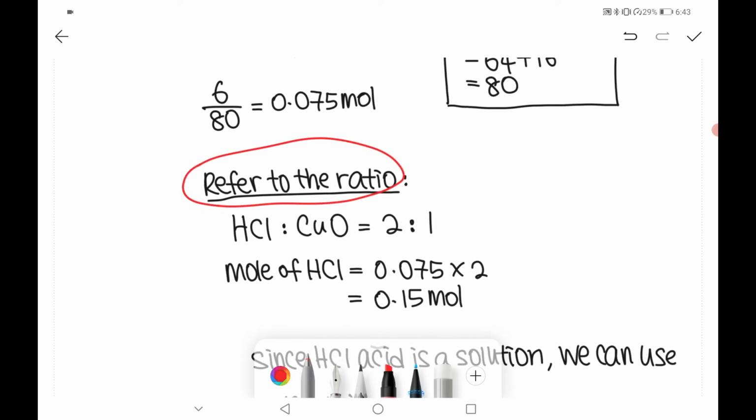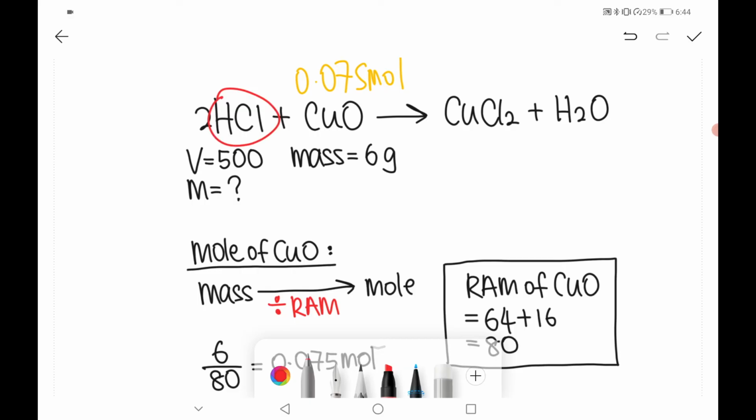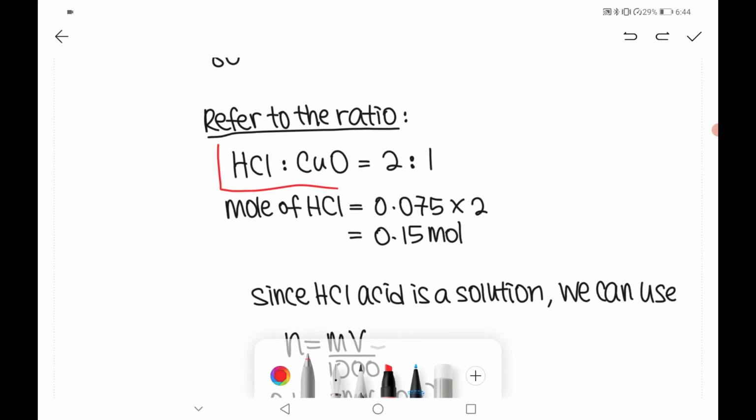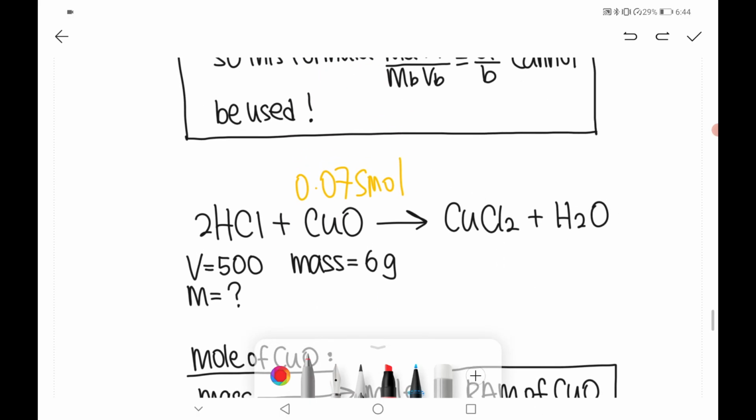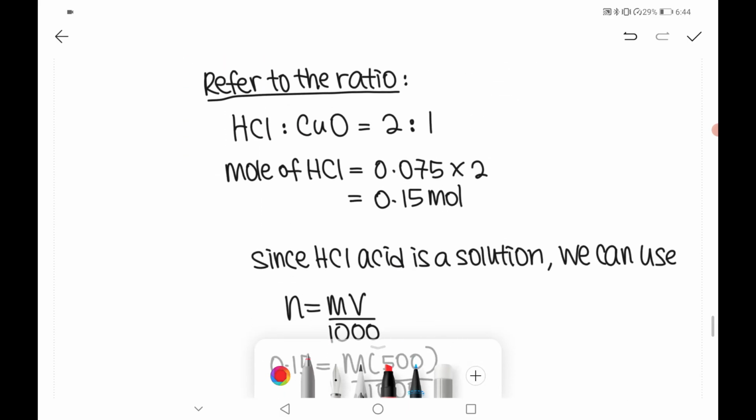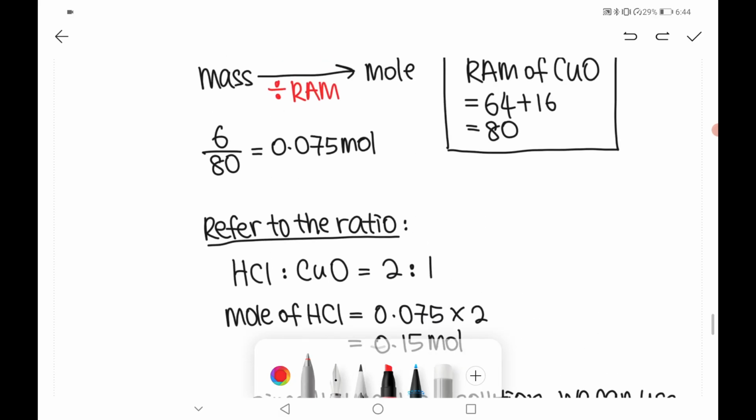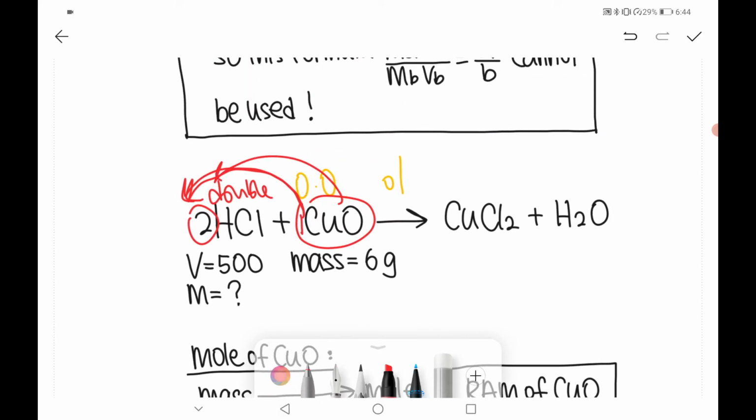So what is the ratio? Look here. The acid, the ratio is 2. Copper oxide, the ratio is 1. So the ratio of the acid to copper oxide is 2 to 1. How to do the calculation? Copper oxide is 1, acid is 2. 1 going to 2 means double. So 0.075 doubled: you take 0.075 times 2 and get 0.15 mole, and this is the mole for your hydrochloric acid.